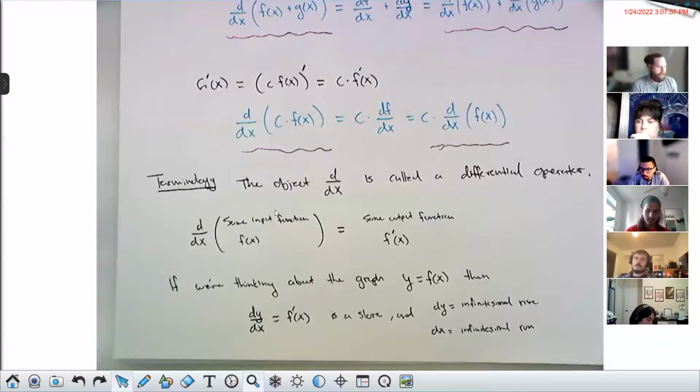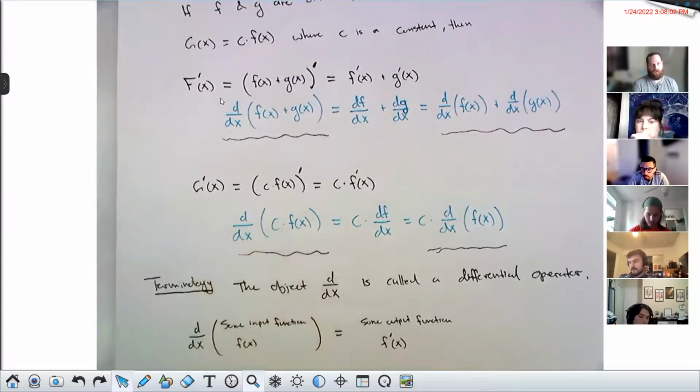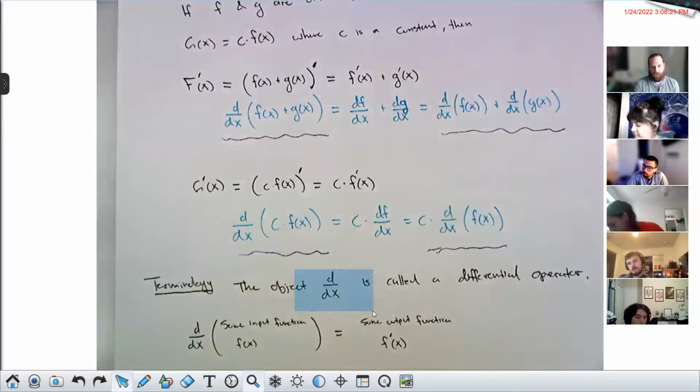So I just wanted to introduce this notation because this theorem is much better described in that notation, saying d/dx of f plus g is d/dx of f plus d/dx of g, and d/dx of c times f is c times d/dx of f. When I say that the derivative is a linear operator, I'm saying that this thing, the differential operator d/dx, as studied as a function whose inputs and outputs are both functions, that thing, d/dx, is linear. That's what we mean.